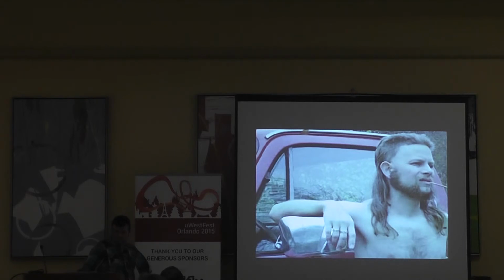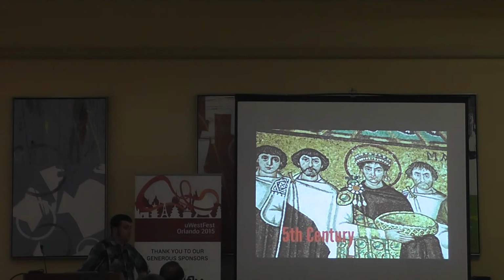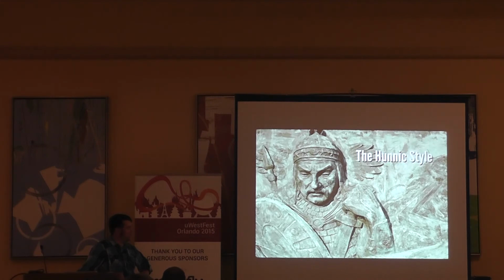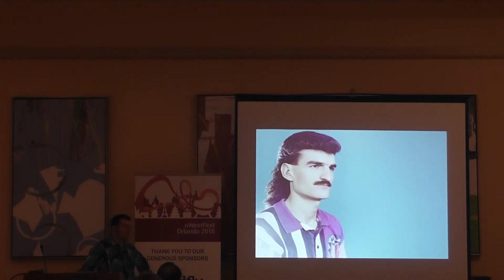This guy may seem to have fallen far from this guy, but he might actually have more in common with the 5th century. Fun fact. Eastern Roman Empire, Emperor Justinian: those who were rebelling against the empire, the rebels, if you will, according to a historian, revolutionized the style of wearing their hair. They cut it differently, clipping the hair short in the front and letting it hang down in great length in the back. That was the birth of the mullet. Or as they like to call it, the Hunnic style. So you're going to blame Attila the Hun for that. A bunch of those guys running at you as barbarians. I don't know if they had a mustache.